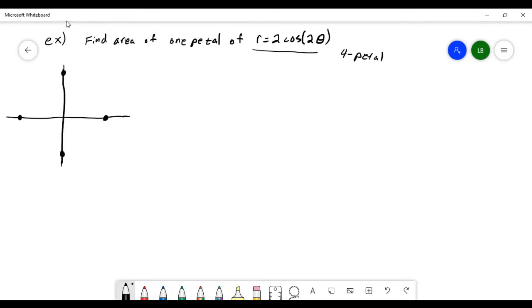So I'll just graph it out really quick. It's going to look something like this. Probably better on a calculator, though. Okay, and we're interested in finding the area of just one petal.